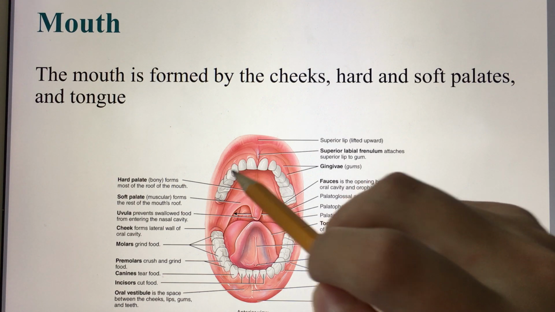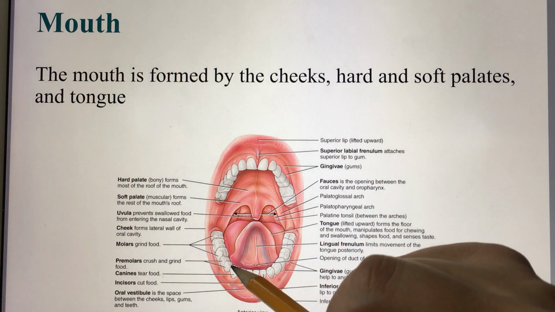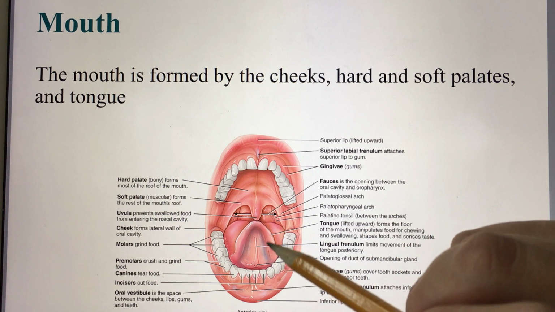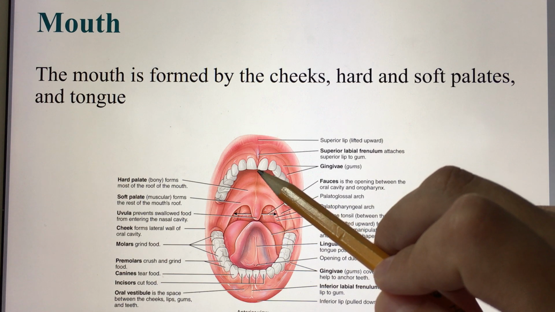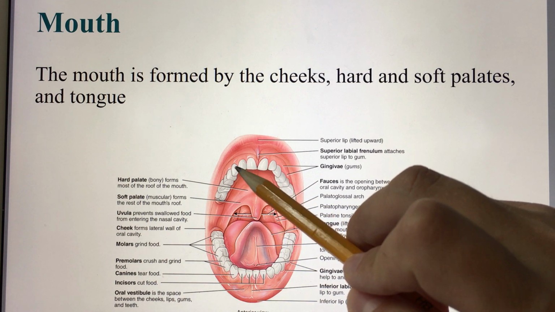This is one canine. It's a third tooth from the midline. So there's 4 canines total in the mouth. There's 8 incisors total in the mouth. So we have 2 incisors, 1 canine.